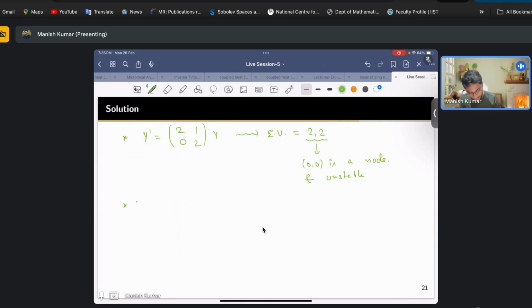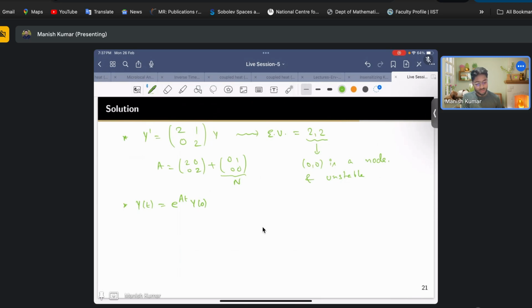Okay, so y(t) you can write as e^(At) times y0, and now you can write e^(At). How do you write A? So A you can write as [[2,0],[0,2]] plus [[0,1],[0,0]], right? So this is the nilpotent matrix.